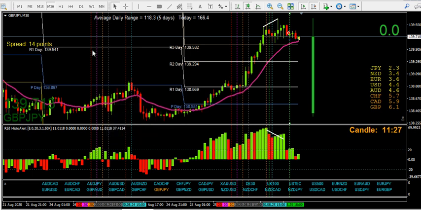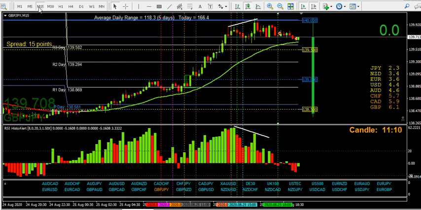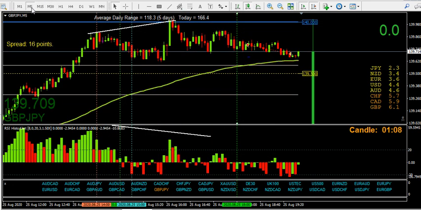So this was a nice 9-pip move. It went a lot slower than I expected it to, just ground down, but you know, clearly loss of momentum to the upside there, and lots more momentum to the downside.